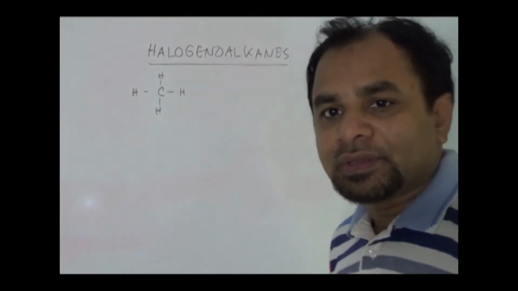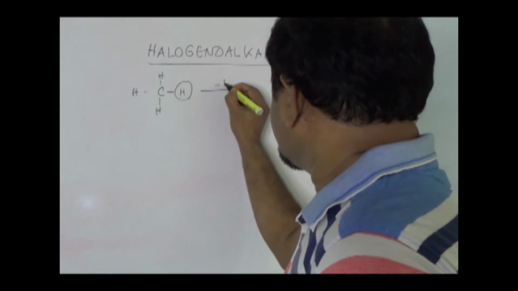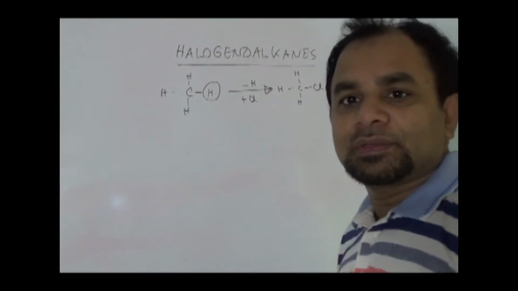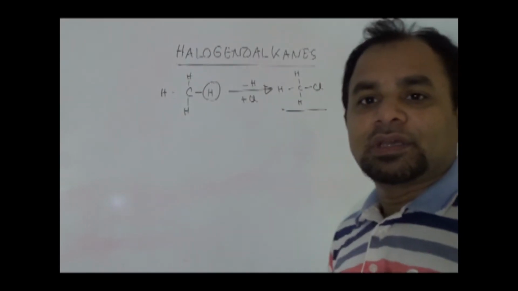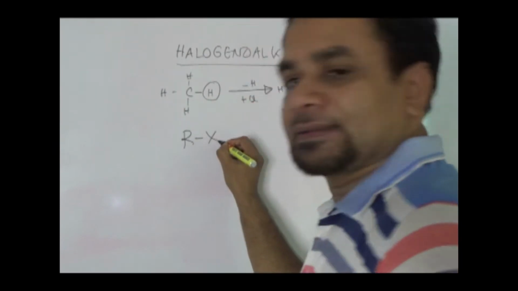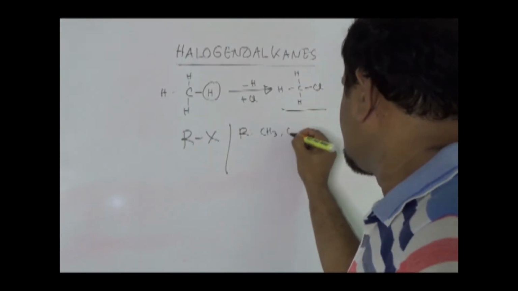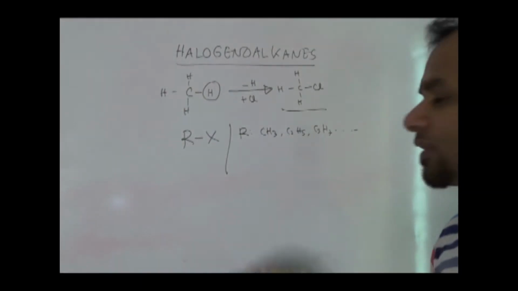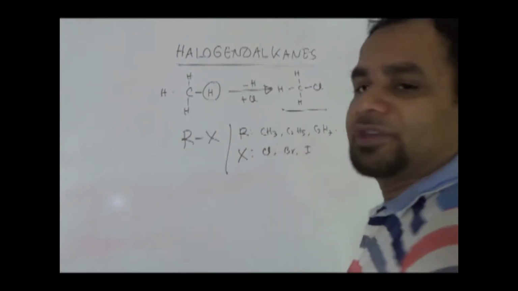This is methane. If this hydrogen is replaced by chlorine, the compound will be CH3Cl. This is a halogenoalkane. These halogenoalkanes we can express by the general term RX. R is here an alkyl group. R can be CH3, C2H5, C3H7, and so on. And the X can be chlorine, bromine, iodine.